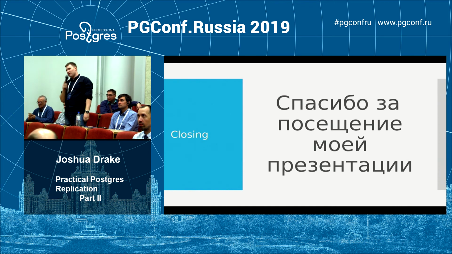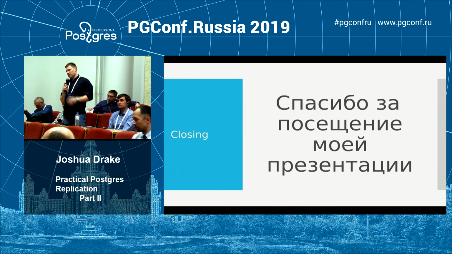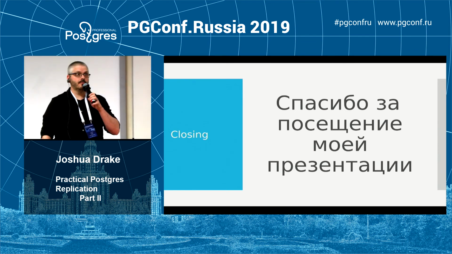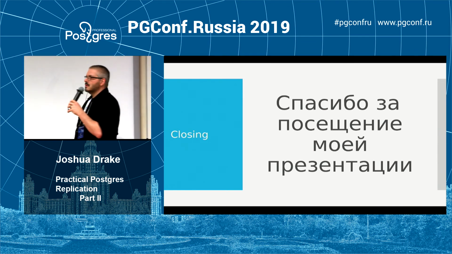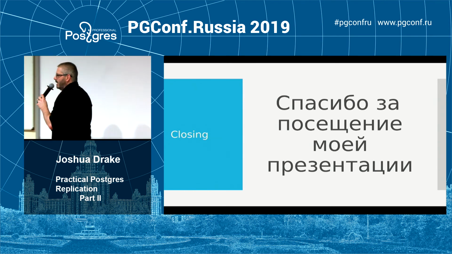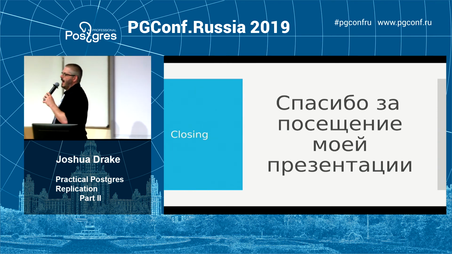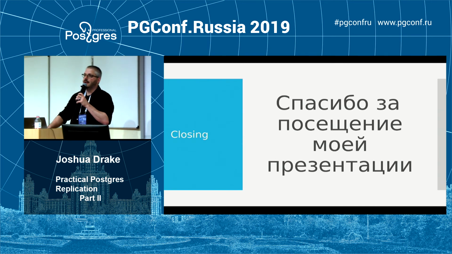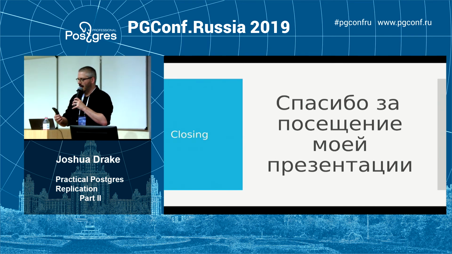I have a question. Please tell your vision about a situation known as split brain. Maybe with some solutions examples. Split brain? Yes. Okay, so for those that don't know, split brain is when you end up in an environment where you had a primary and a secondary. The secondary promotes, and now you have a primary and a primary. And how do you deal with that?